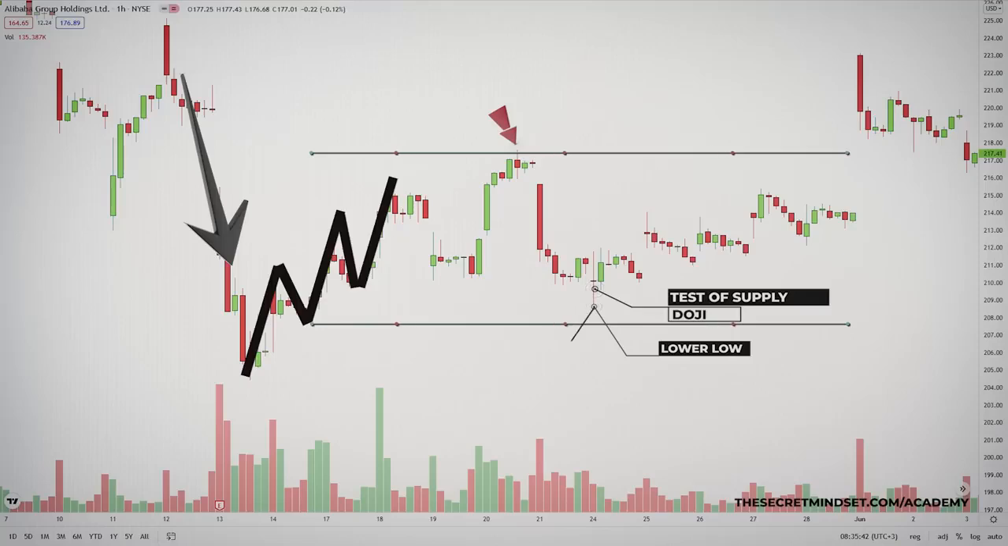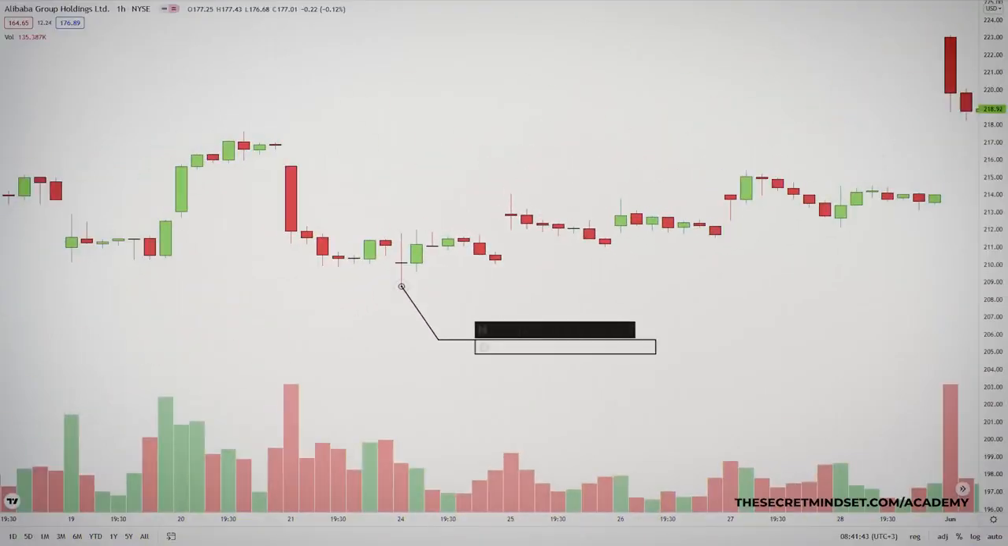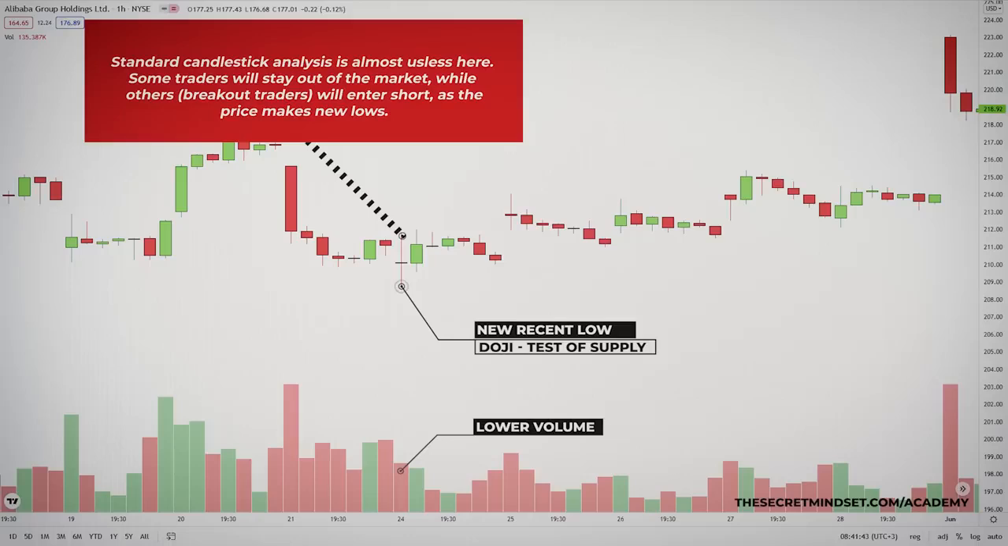Pay attention. The test candle, the doji bar, makes a new recent low, and if there is reduced volume, it shows that no supply is present. So you can see that this doji is making a new low on the chart, and the volume is lower than the previous two candles. By standard candlestick analysis measures, most traders would come to the conclusion that this bar represents indecision on the part of the market participants. Breakout traders would even enter short, as the doji test bar is making new lows.